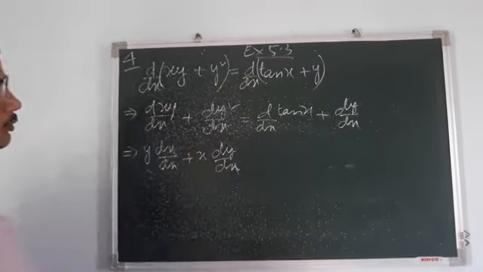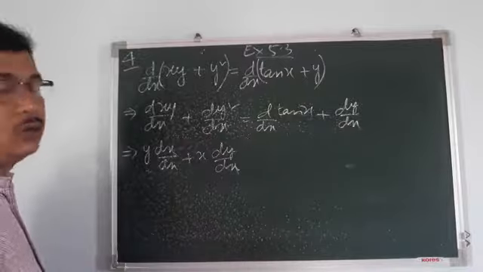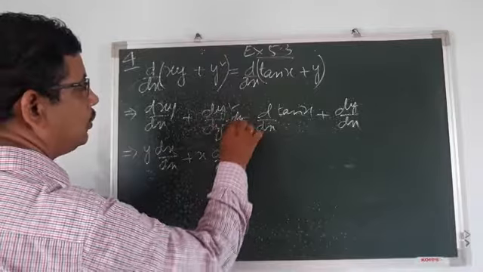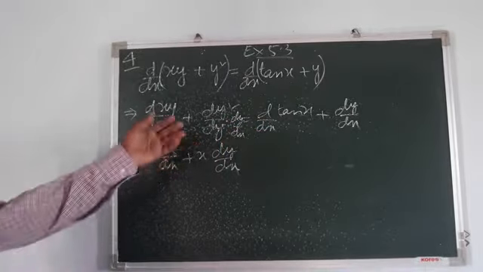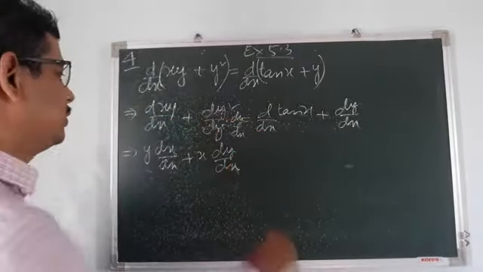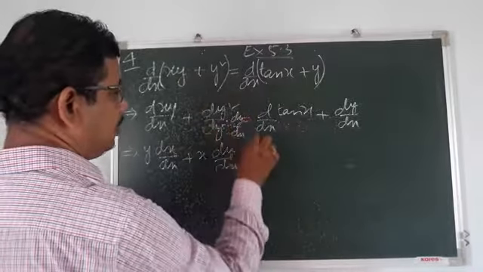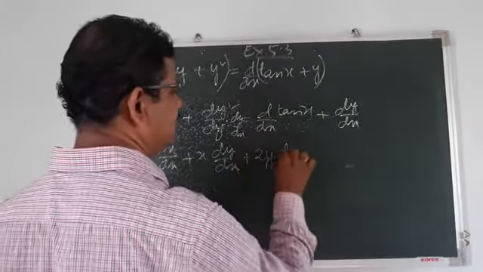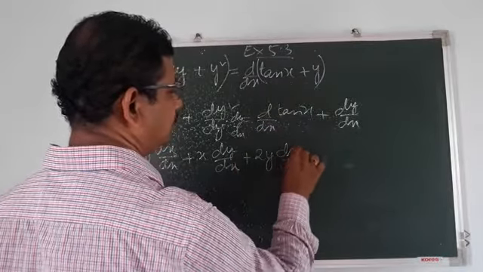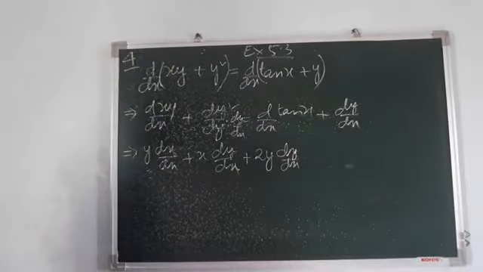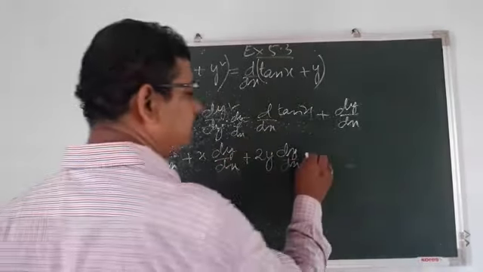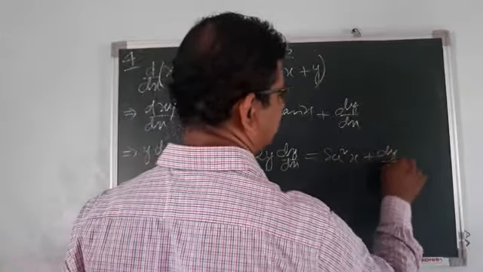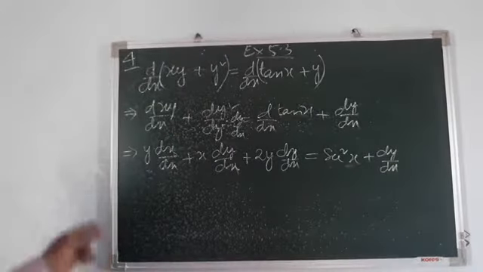Now here, y square. We have to differentiate it with respect to x, which is not directly possible, so we will use the chain rule: d(y square)/dy and then dy/dx. The derivative of y square with respect to y gives twice y, times dy/dx. We have kept it like that. Differentiation of 10x is sec square x, plus dy/dx. So we get these things.